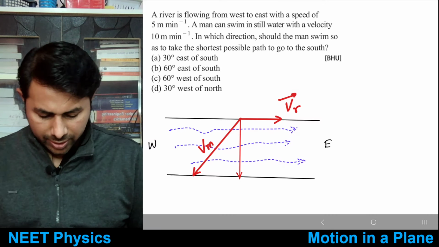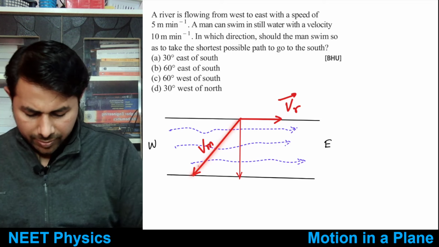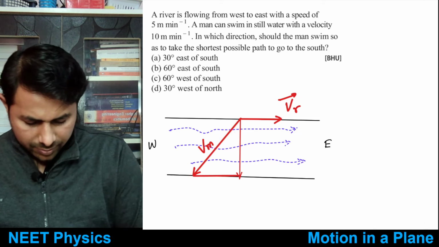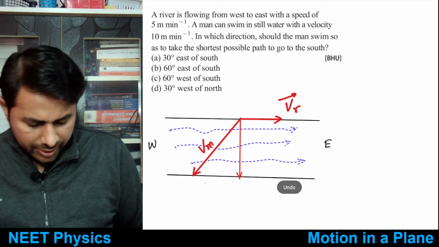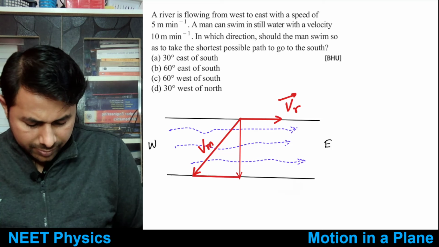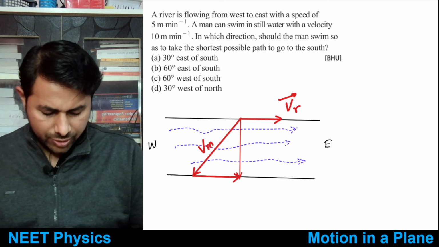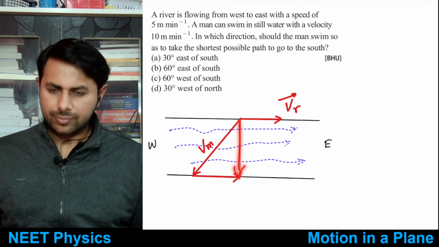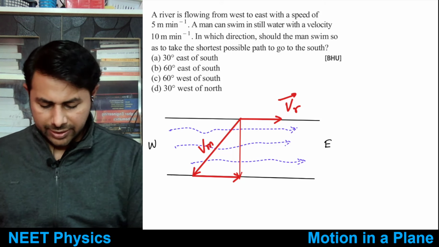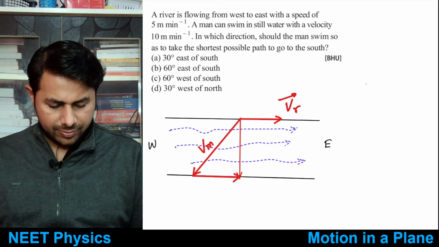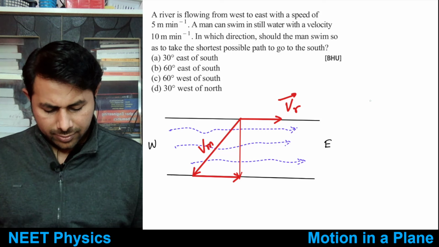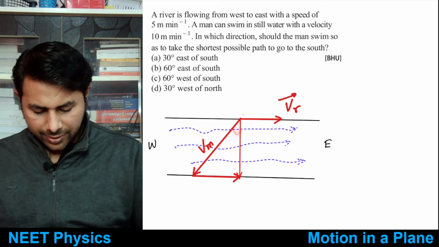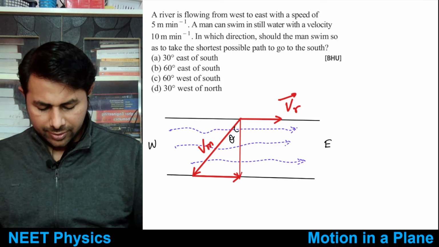Okay, so this is velocity of man in still water plus the velocity of river, which should result in this velocity, right? So what you can say is Vm square. Okay, we just want direction. So what will be this angle? This angle is theta.